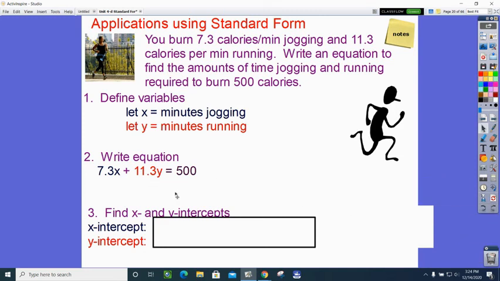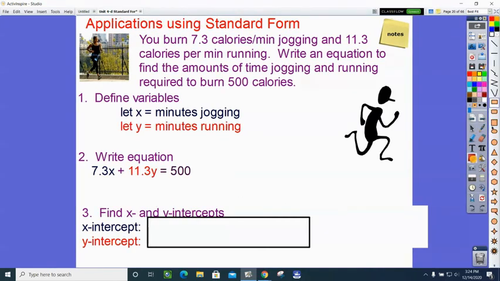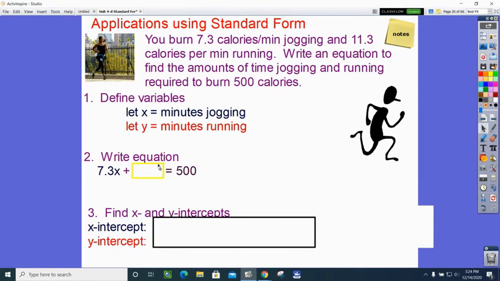So now we have to find the x and y intercepts. And here is where you really want to pick up your calculator. Remember, to find the x-intercept, we're going to let y equal 0. So this is the equation we're going to solve. To solve this one-step equation, divide 500 by 7.3, and that will be your x-intercept. And then do the same thing by letting x equal 0 and solve this one-step equation, and you'll get the y-intercept. Let's see how we do that. Go ahead, give it a try.